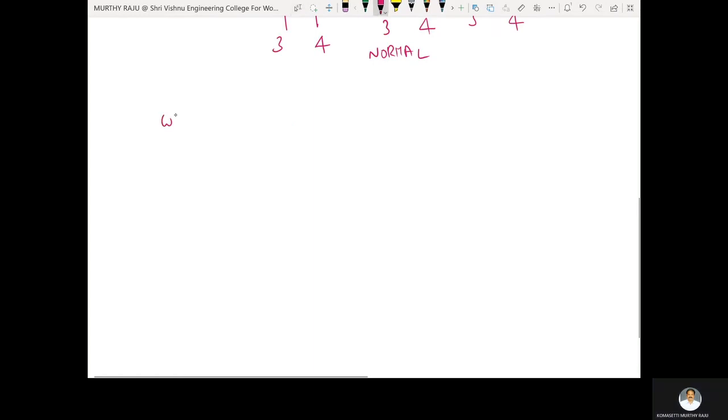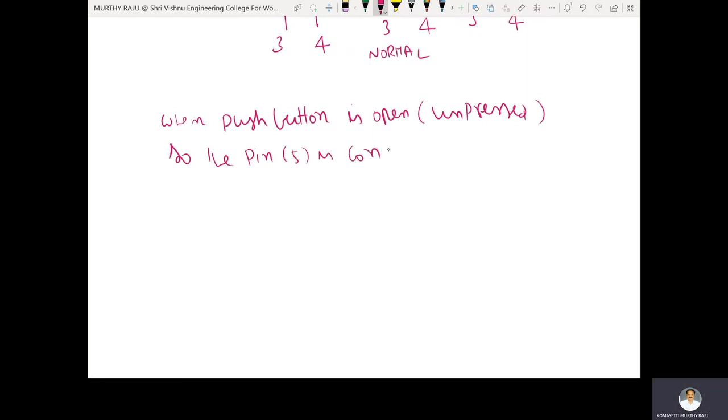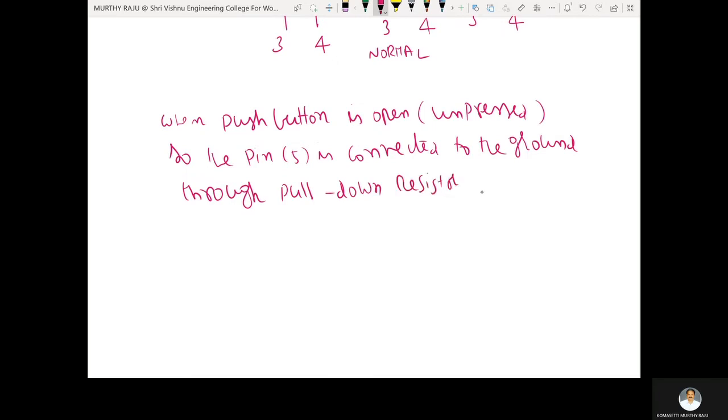When the push button is open, that means unpressed condition, the 5th pin is connected to ground through the pull down resistor, and we read a low value.